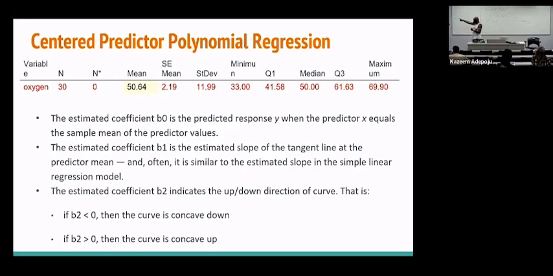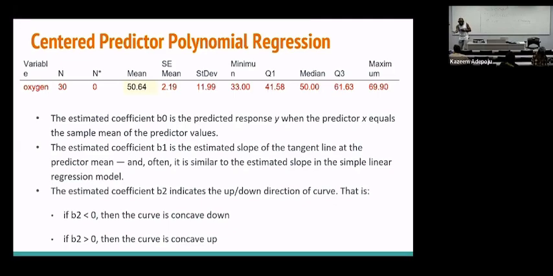You see that now? So if I want to interpret my coefficients in the polynomial regression, the intercept, the estimated coefficient B0, is the predicted response Y when the predictor equals the sample mean. Sample mean of what? Of the predictor values. Predictor here is oxygen. Now, the estimated coefficient B1 is the estimated slope of the tangent line at the predictor mean, and often it is similar to the estimated slope in the simple linear regression.